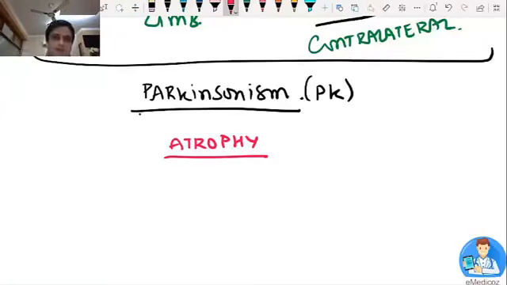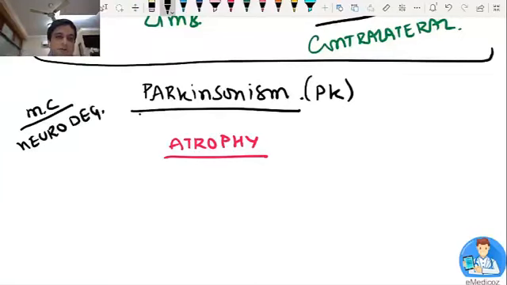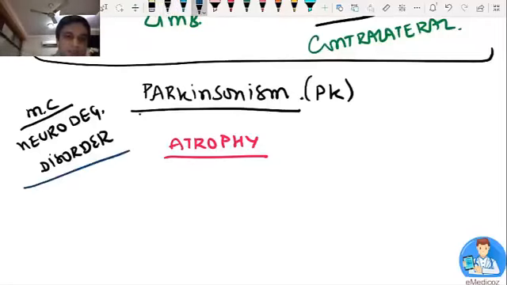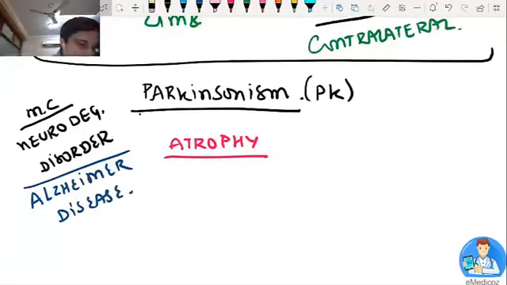Now, can you tell me, what is the most common neurodegenerative disorder? Can someone tell me? If you have attended Dr. Sachin's psychiatry live classroom sessions, very good. He keeps on emphasizing this part. What is the most common? Yeah, Alzheimer. Remember this, Alzheimer. Alzheimer disease is the most common neurodegenerative disorder that we come across.